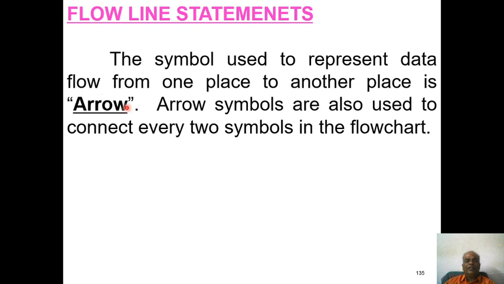Flow lines are indicated through arrows. Symbol to symbol can be connected through arrows, which connect every two symbols in the flowchart. It may be a down arrow, up arrow, side arrow, forward or backward arrow, any arrow. This is known as the flow lines.